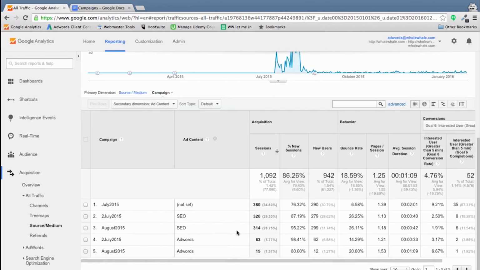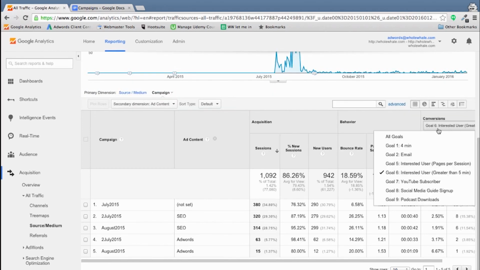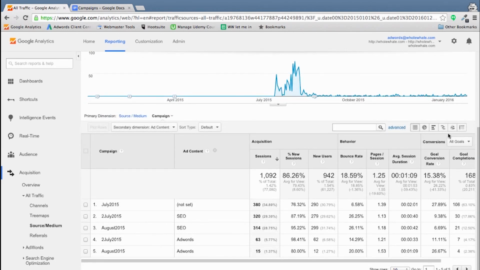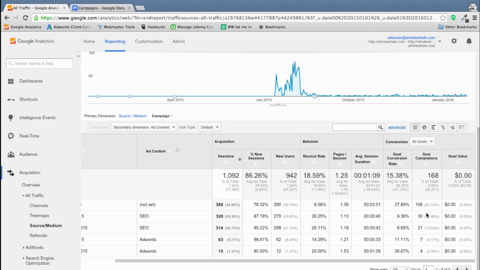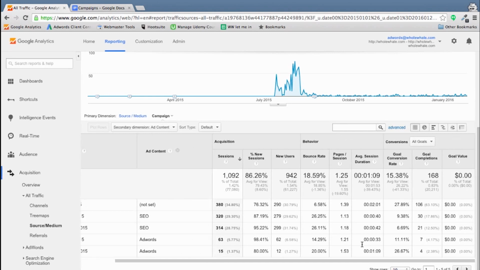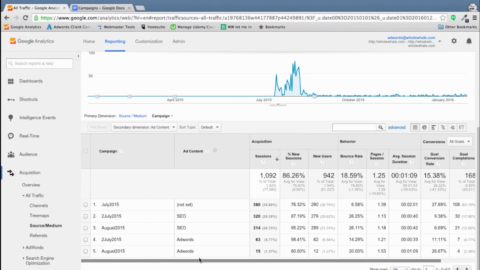Of course, we also want to look at conversion rate. Let's change this to all goals. So now we're adding up all the different goals we're tracking on Whole Whale's site. And when we look at conversion rate, we can see, even though it didn't bring in a ton of traffic, this AdWords ad had one of the highest conversion rates for our different goals. Granted, we're not looking at huge numbers here, but this allows us to say, maybe we should invest a little bit more in this ad and see where it takes us.